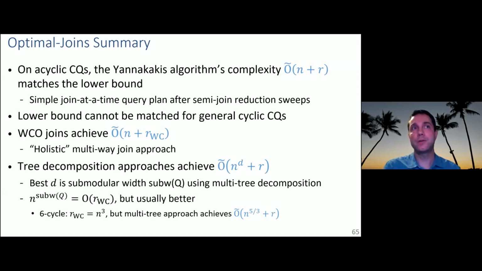And if we now, on top of the worst case optimal joins, use the tree decomposition, we can get an even better guarantee of n to the d plus r, where the best d currently known is the submodular width. In general, we can say n to the power submodular width of Q is in the order of worst case complexity. But in practice, it's a lot better, right? Because for most queries, it turns out there's a significant asymptotic gap between n to the submodular width and the corresponding worst case complexity of the join. So for instance, for a 6 cycle, the worst case output size is n cubed, but with the 2 query plans that I showed you, using essentially T2 and T3, we can get n to the 5/3 plus r in complexity.